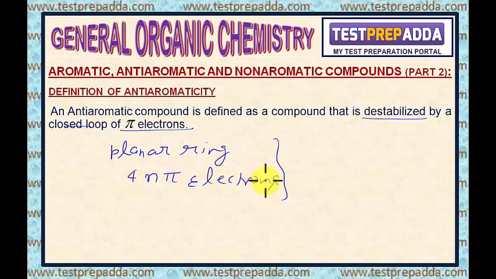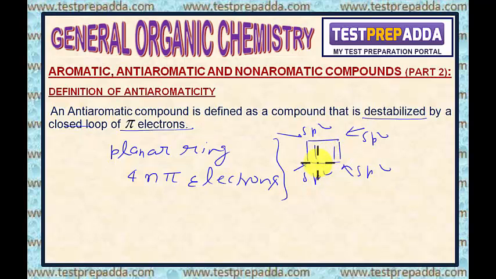This is for anti-aromaticity. You can see here, each carbon is sp2 hybridized. So this is a planar ring. Second thing, 4 pi electrons means this compound is anti-aromatic. And students, let me tell you, because of their instability, these compounds cannot be isolated under normal conditions. Dear students, in the next video lecture also, I will continue the discussion of aromatic, anti-aromatic and non-aromatic compounds. Thank you.